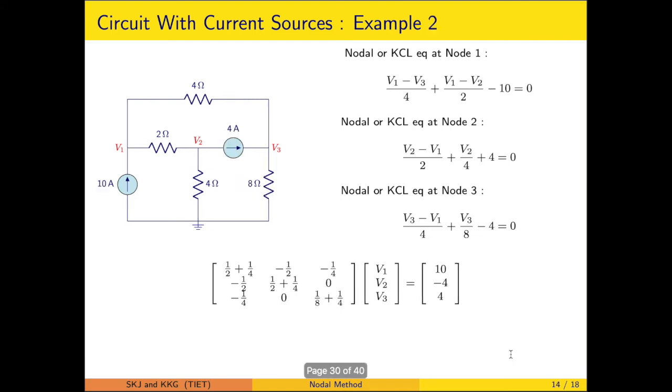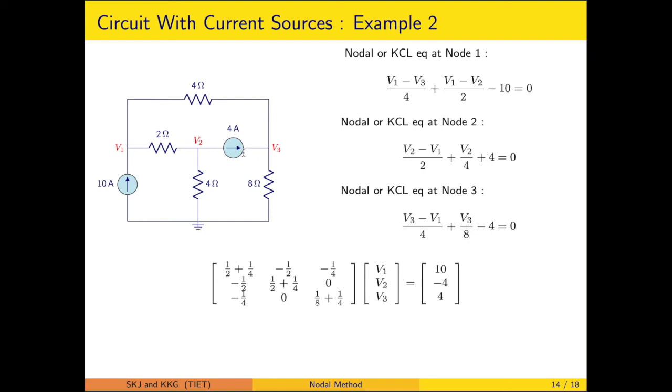Take another example. Here the current source is between the two non-reference nodes. So there is no special consideration. You have to write the KCL equation for node 1. What is this? V1 minus V2 upon 2 plus V1 minus V3 upon 4 minus 10. So that is first. Second equation, V2 upon 4 plus V2 minus V1 upon 2. This is also the outward current, so plus 4 ampere is equal to 0.